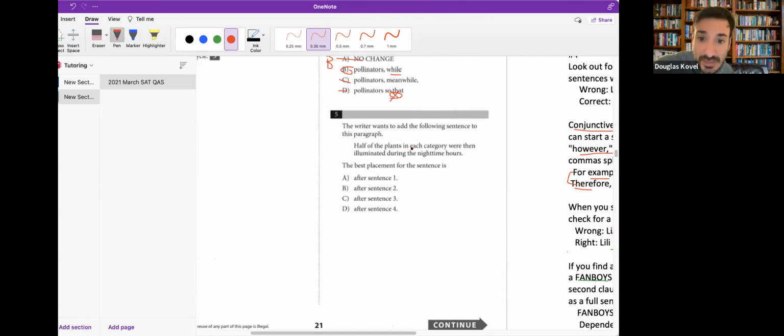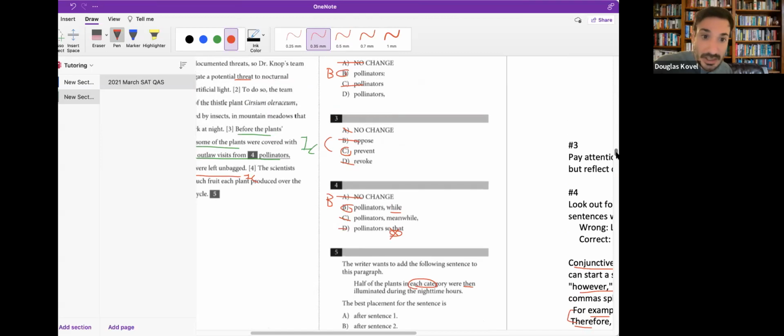I noticed 2 clues in it. It says, "Half of the plants in each category were then illuminated during the nighttime hours." So the first clue I see is "half the plants in each category." So I know the sentence before needs to tell me what those 2 categories are before I have this sentence. And it also says "then illuminated." So illuminating happened later on, so it's probably the second step in a process.